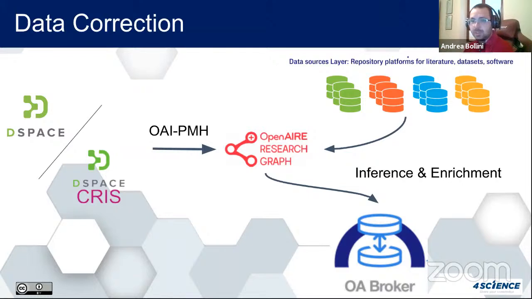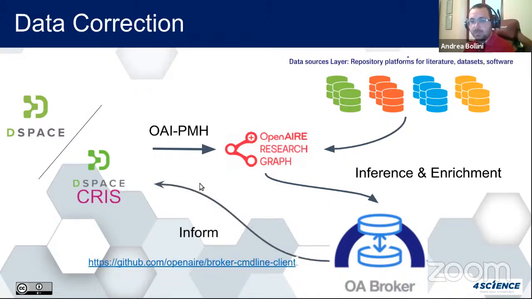The result of this processing is exposed as events related to the original record in the OpenAIRE notification broker. A JSON dump of the events related to the repository can be extracted using the tool noted in the slide, provided by the OpenAIRE technical team, and more specifically by the co-author of this presentation at CNR. The solution has a further step. Once that information comes back into the repository, the decision that is taken over this information is pushed back to OpenAIRE, so that it can be used to validate and further improve the inference and enrichment process.